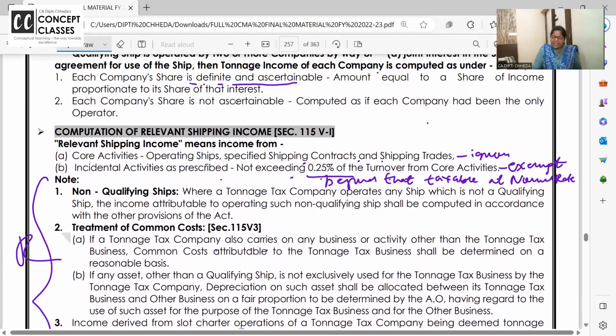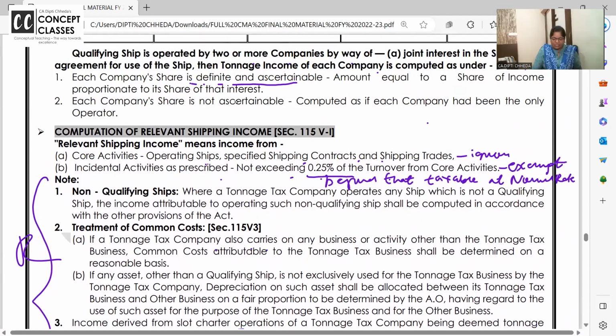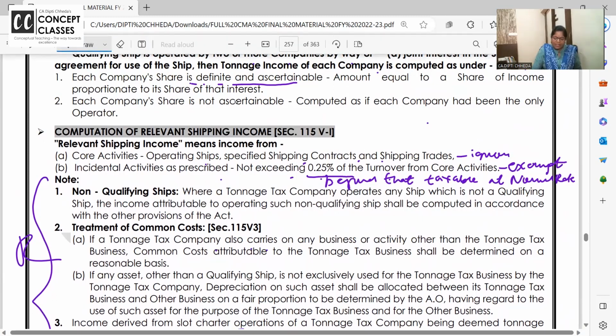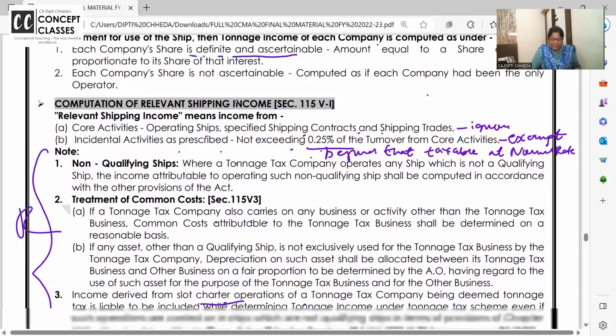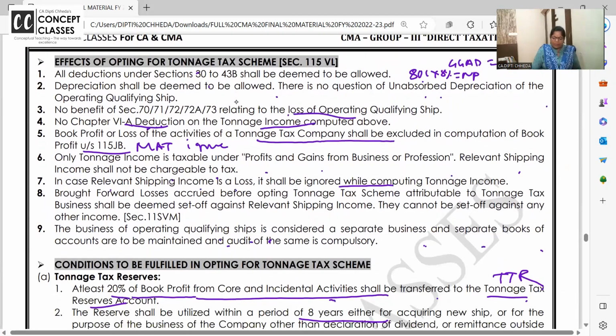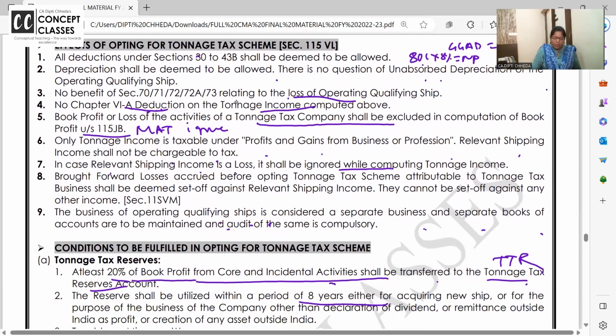कोर एक्टिविटीज की इनकम तो इग्नोर करोगे क्योंकि आप टनेज टैक्स पे दे रहे हो, बट अदर इंसिडेंटल एक्टिविटीज आर देयर. 0.25% ऑफ द टर्नओवर फ्रॉम कोर एक्टिविटी से ज्यादा नहीं होनी चाहिए. अदर इनकम, इफ दे आर देयर, अदर कोर इनकम्स, कोई प्रॉब्लम ऐसा पूछा नहीं है, टर्नओवर की डिटेल मालूम नहीं है, बट इफ दे से इट विल बिकम टैक्सेबल. Okay, for MAT and all, you don't have to consider the tonnage tax.